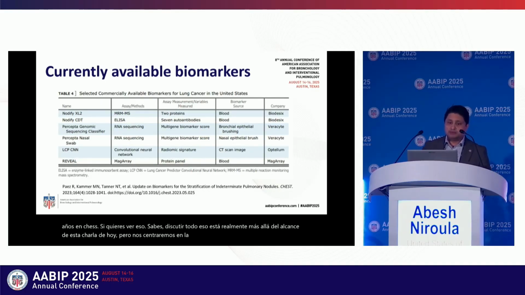And these are mainly the blood-based biomarkers, the Nodify. There is the Percepta genomic sequencing classifier, which is the airway-based biomarker, and then the LCP-CNN, the radiomics, which we talked about, and then the Reveal, which is another blood-based biomarker.